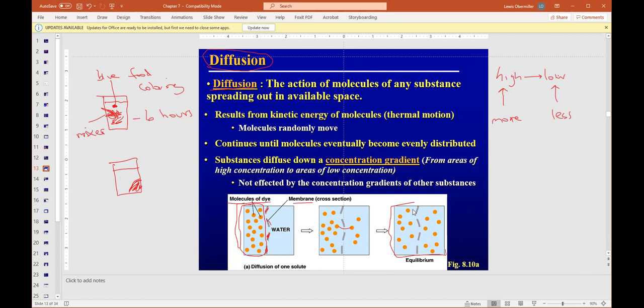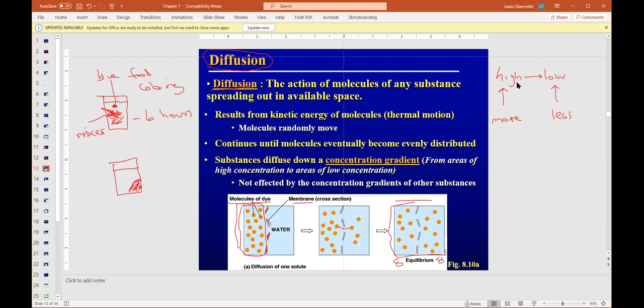If the artist drew this right, there would be an equal number of molecules on each side. And then we can count them: 1, 2, 3, 4, 5, 6, 7, 8. There's 8 on this side. There should be 8 on this side. 1, 2, 3, 4, 5, 6, 7, 8. There's 8 on this side. And so everything is mixed evenly across that membrane. And that's what diffusion is.